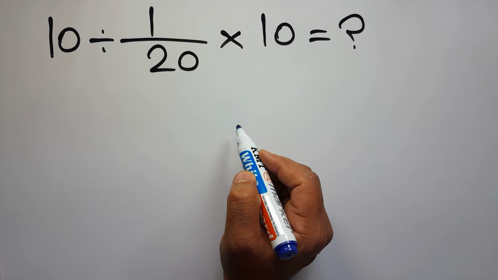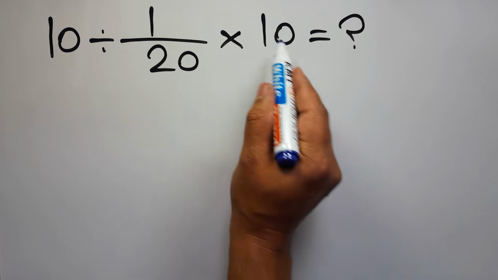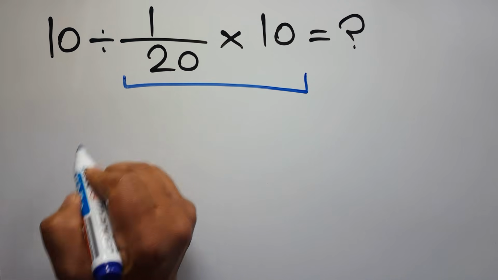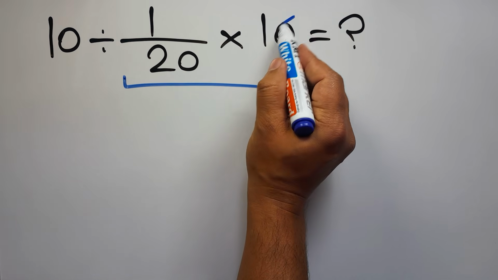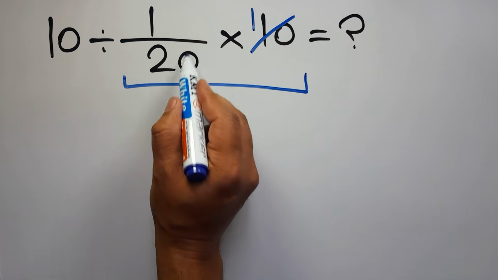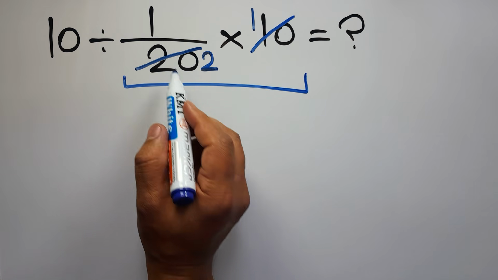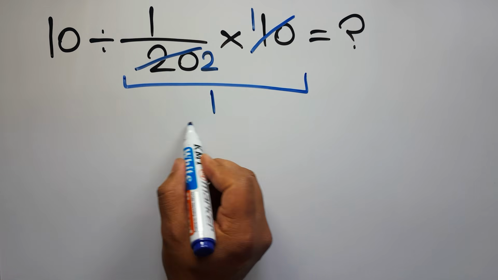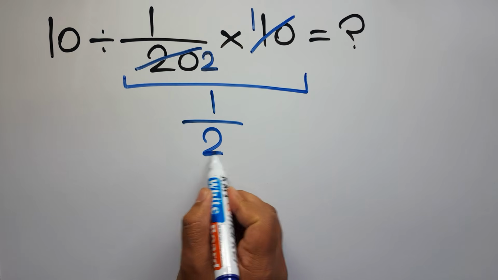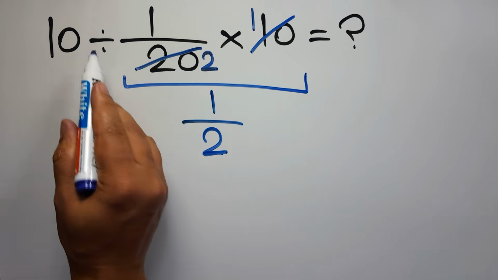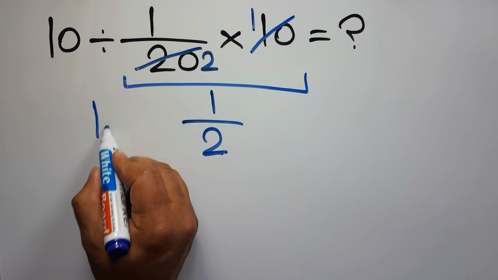First we do this multiplication, 1 over 20 times 10. 10 divided by 10 gives us 1 and 20 divided by 10 equals 2. So here we have just 1 over 2. And 10 divided by 1 over 2.